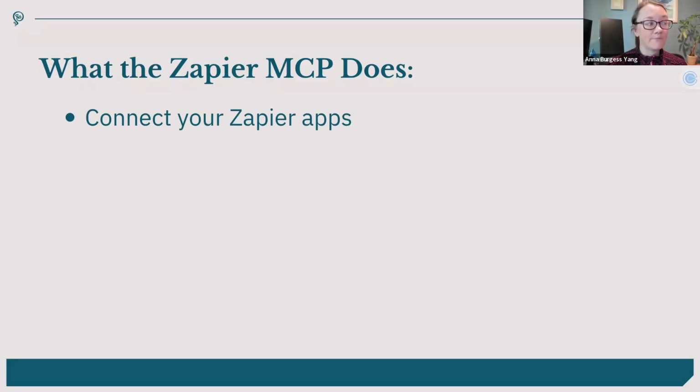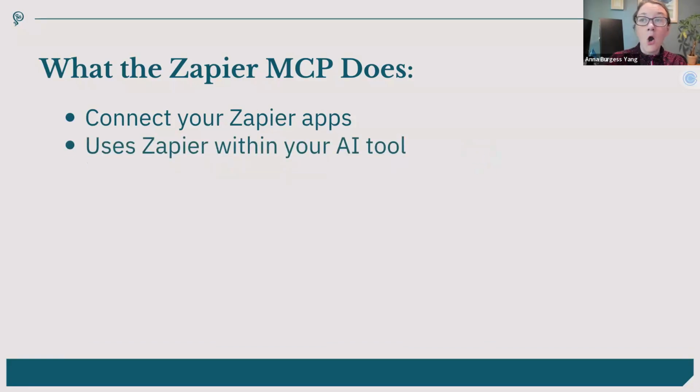So Zapier can act as an intermediary, letting you do things with these tools that you wouldn't be able to do otherwise. Or they can basically follow a specific workflow that you would define within Zapier. So that's the difference between the Zapier MCP and other MCP tools that are available. And there are thousands of Zapier apps available. So that lets you basically call a workflow within your AI tool.